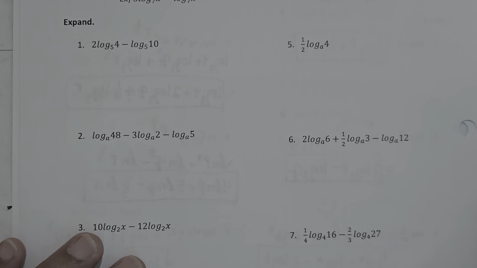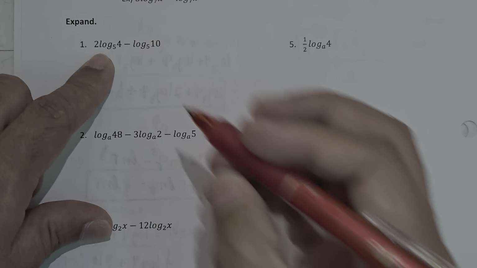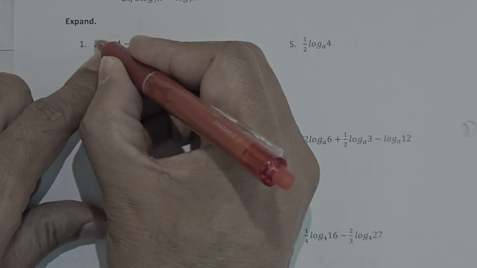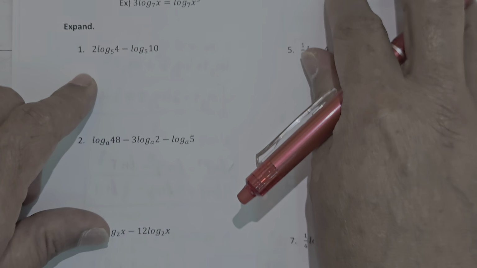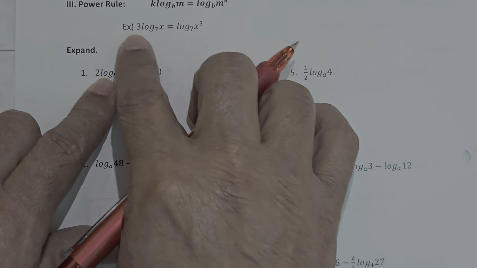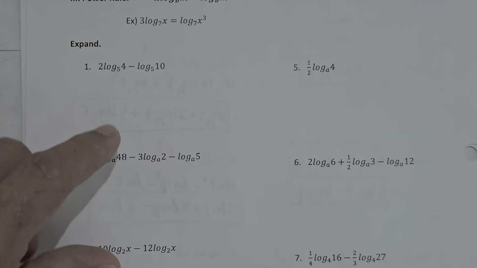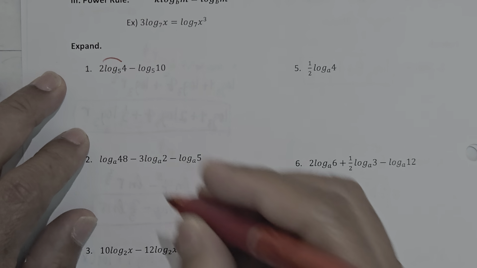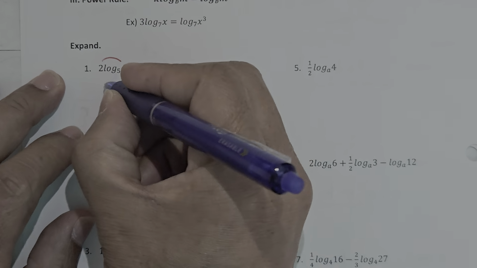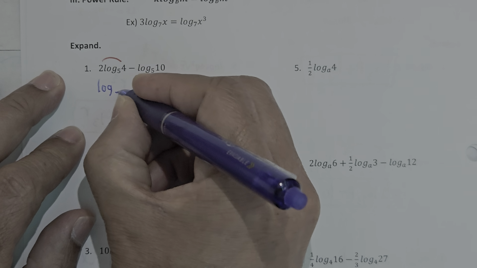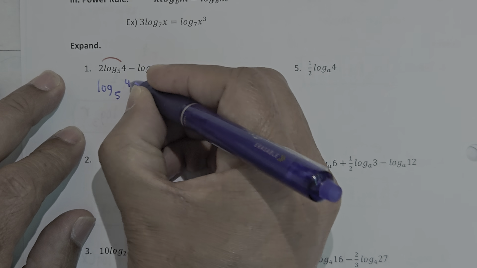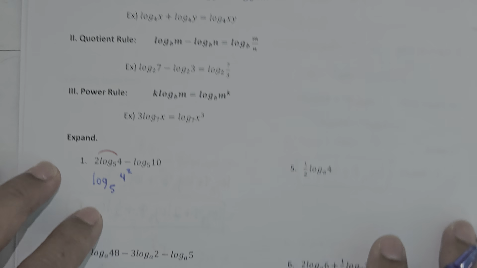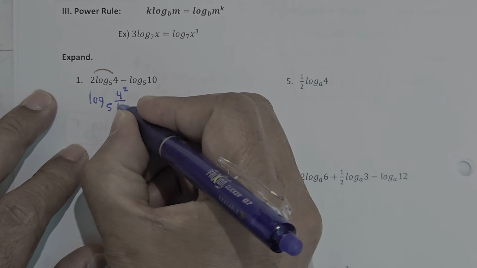So for example number 1, notice that we have a base 5 and a base 5, so these logs have the same base, but this has a 2 in front of the log, so we need to apply the power rule to it. There's a 3 here, and this is a 2. So I'm going to apply that power and condense to a single log. This is log base 5. This 4 gets squared, the second power, but this is minus, so we apply the quotient rule to this one. That means the 10 goes in the denominator.